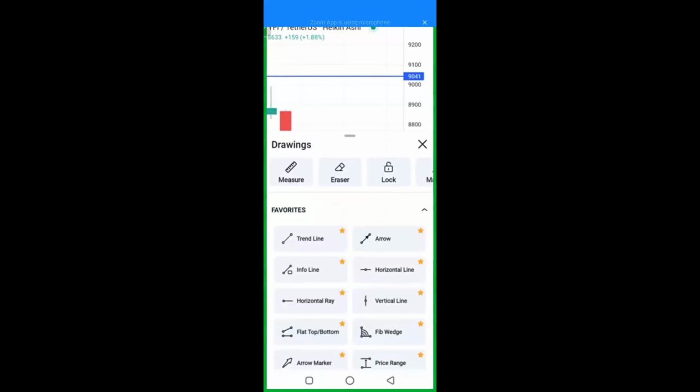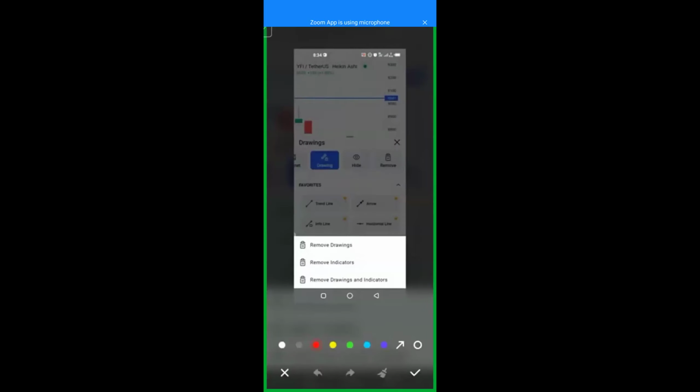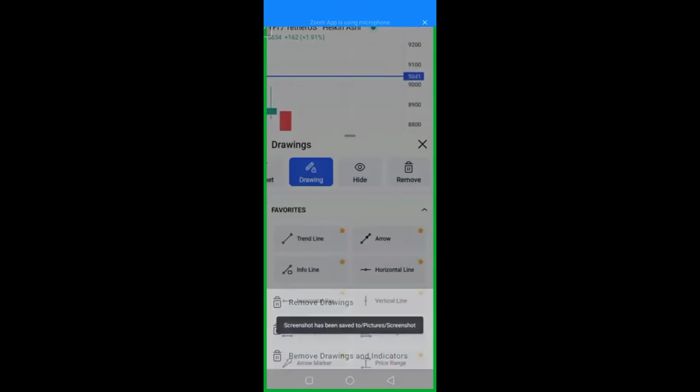Now once you tap on the pencil, you see an area where it is written measure, erase, lock, magnet, drawing, hide. Then you come to remove. So what are we removing? That is also another important area. We go to this area where you see remove. All right, so we're gonna remove all drawings and indicators in our screen. Okay, so we remove all drawings and indicators.